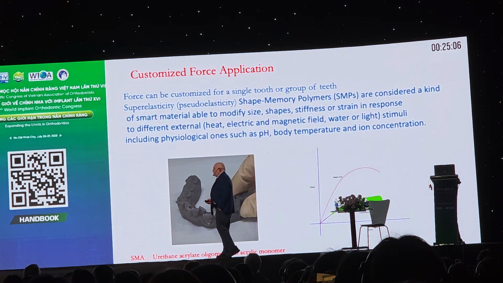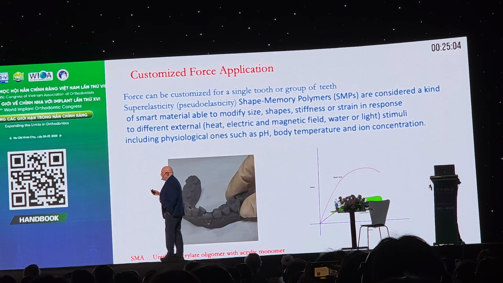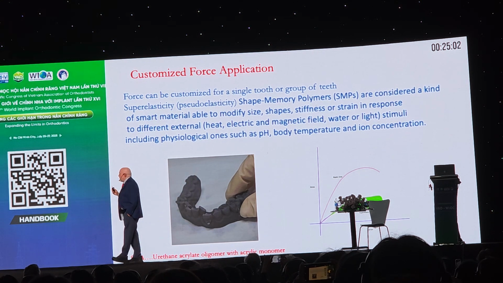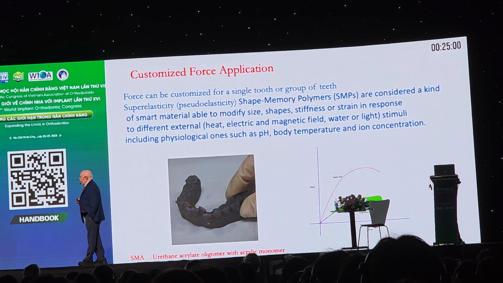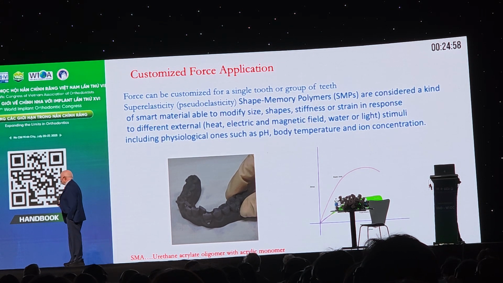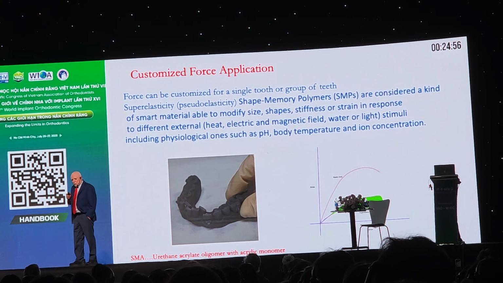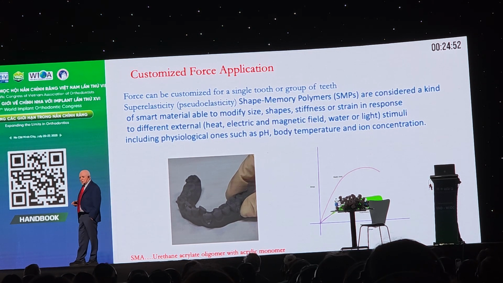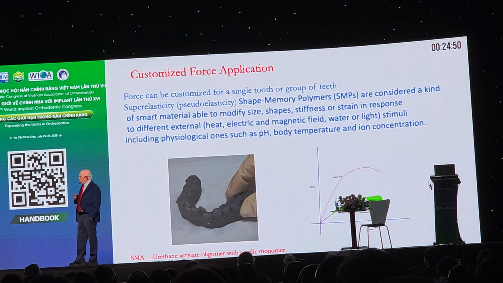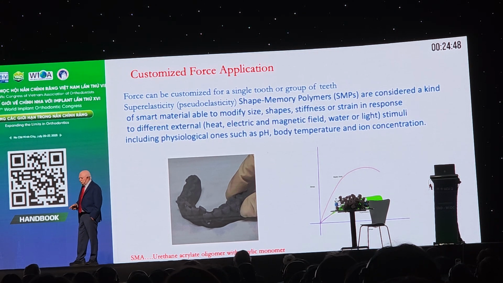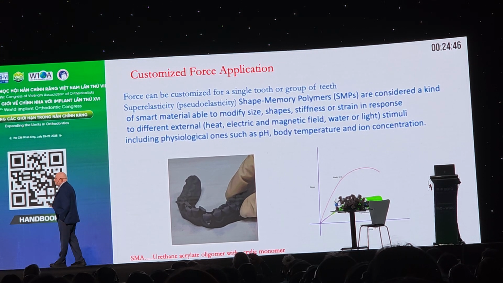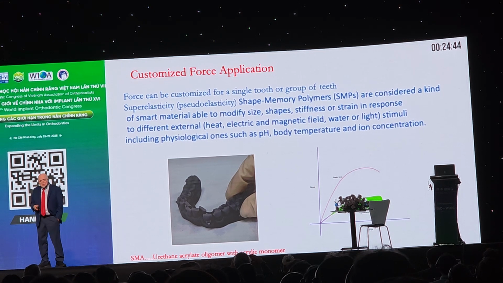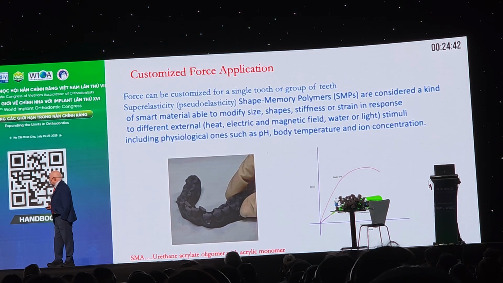I'm going to read this for you. These are super elastic shape memory polymers. They are smart materials, and they are able to modify, take a look at it, size, shape, stiffness, and strain in response to heat, electric, magnetic field, water or light. Just like nickel titanium smart wires.